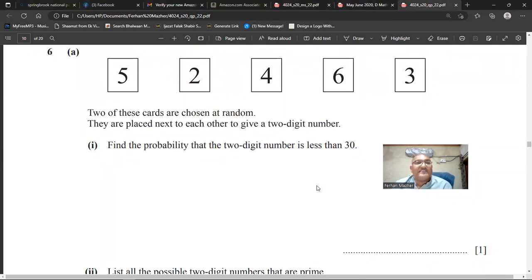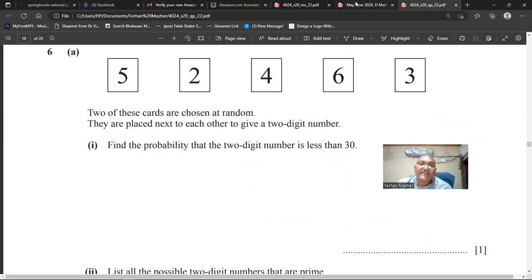It's A part. He says 5, 2, 4, 6, 3. Two of these cards are chosen at random. They are placed next to each other to give a 2-digit number. Find the probability that the 2-digit number is less than 30. So I will put these two cards with each other, and I will make 2-digit numbers. So let me show you.